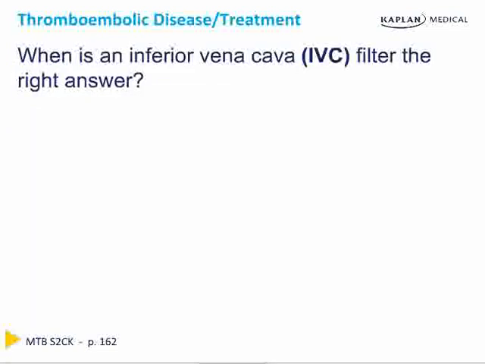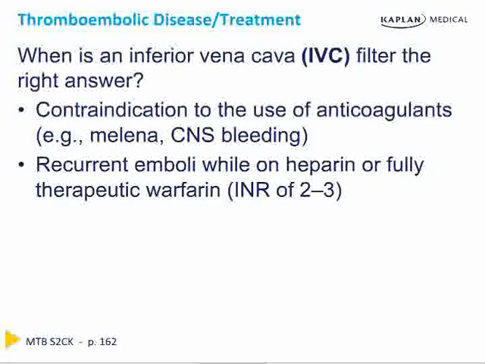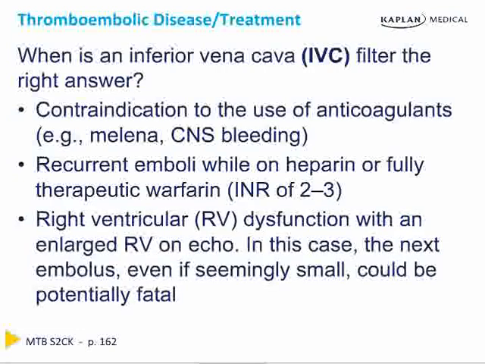One question that often comes up on Step 2 is, when is an inferior vena cava filter the right answer? There are really only a few situations. One is in the patient who cannot receive anticoagulants, such as one with melena or CNS bleeding. If the patient has had recurrent emboli while on heparin or fully therapeutic warfarin, they need an IVC filter to protect them. Lastly, a patient with RV dysfunction with signs of an enlarged RV on echo is also going to require an IVC filter. The reason here is that the next embolus, even if quite small, could be potentially fatal.